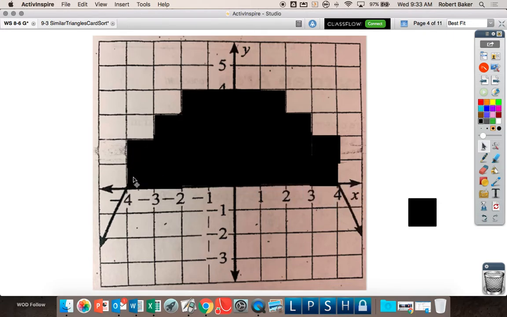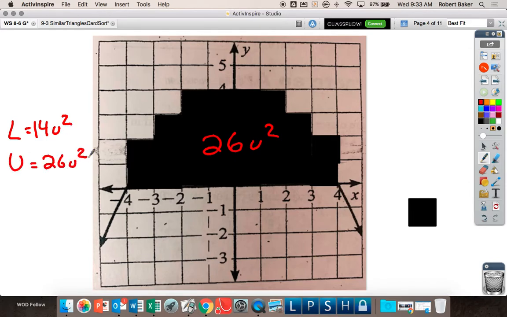So then you have to count how many boxes you have there. 26 boxes? Yeah. So the only reason I screwed this up earlier is I couldn't count correctly. So this is 26 units squared. So we have a lower estimate of 14 units squared, and an upper estimate of 26 units squared.